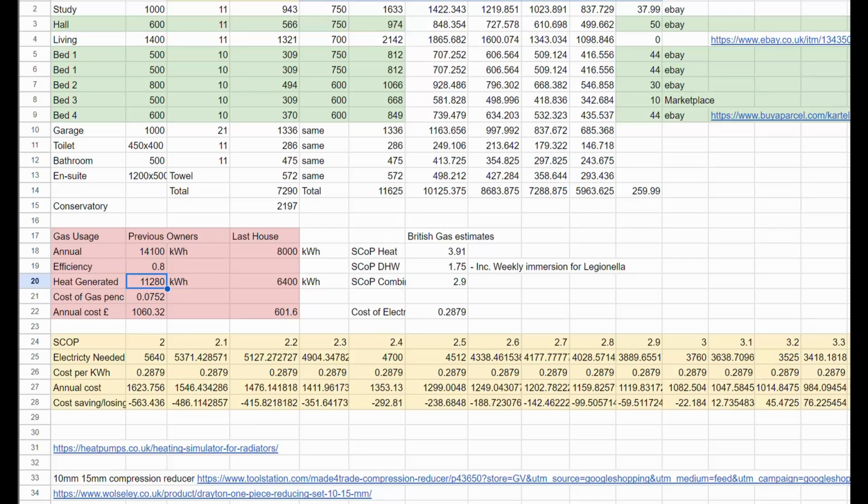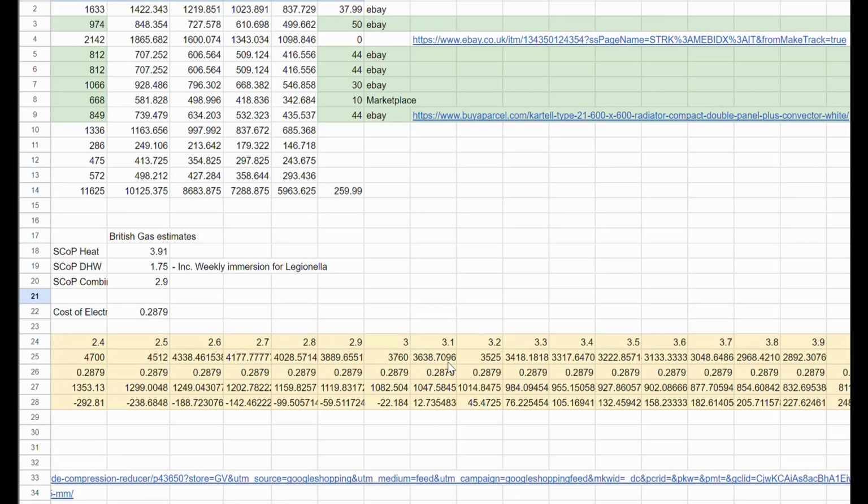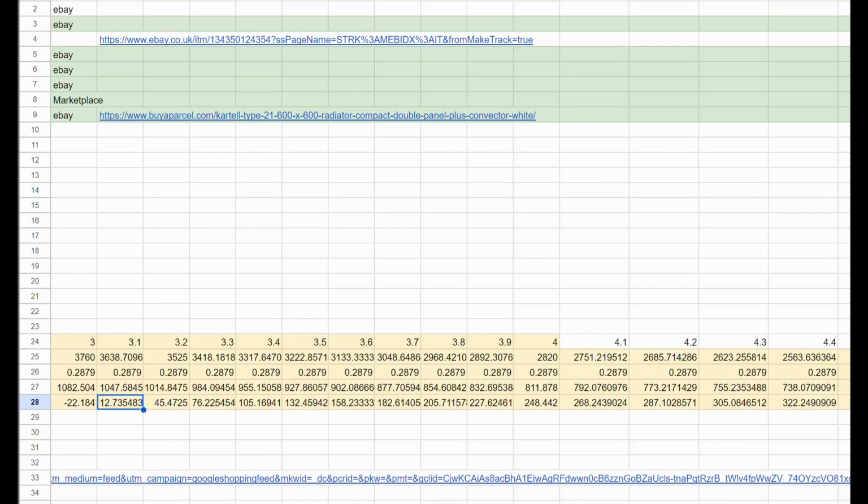If we're achieving that at 80% efficiency with these prices, depending on your region and your tariff, you may be slightly different, but the current market cap for where I am in the south, 7.5 for gas, 28.79 for electricity, that shows that we will break even at a coefficient of performance of 3.1, factoring in the 80% boiler efficiency.